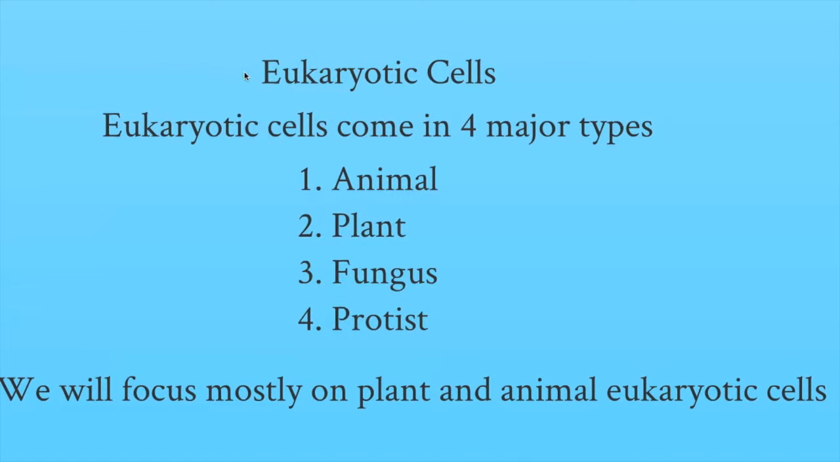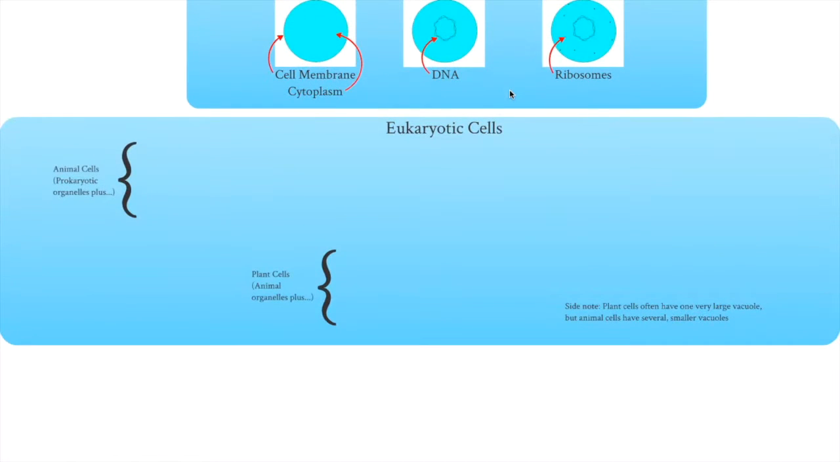The other group of cells are called eukaryotic cells, and eukaryotic cells come in four types or flavors: animal, plant, fungus, and protist cells. You're obviously familiar with animals and plants and fungi, things like mushrooms. Protists are small little organisms that are made of eukaryotic cells. We don't talk too much about them in this class, but they're just that fourth category. We focus mainly on plant and animal cells. Plants and animals are made of eukaryotic cells, which are much more complex. They have a lot more organelles. So I'm going to start with animal cells.